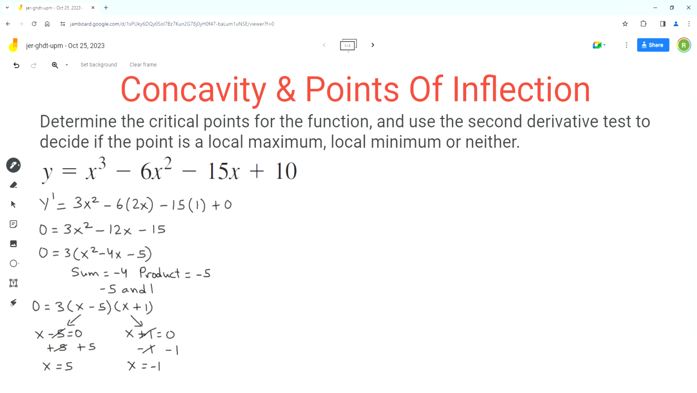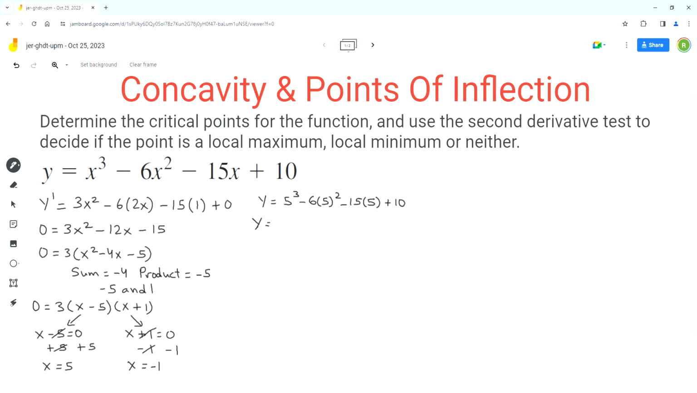Now to find the critical points, we have to sub in these x values one by one in the given function and then find the corresponding y values. So let's start with x equals 5. So y equals 5 cubed minus 6 times 5 squared minus 15 times 5 plus 10.